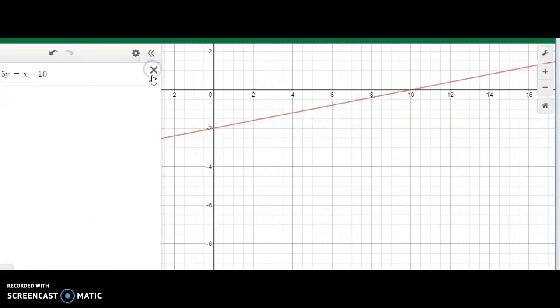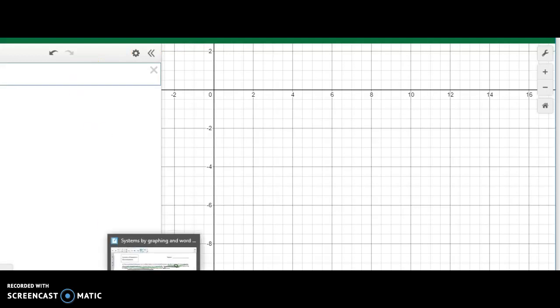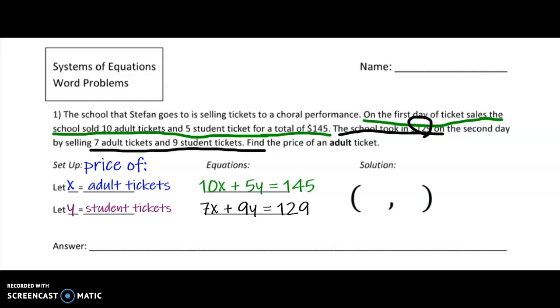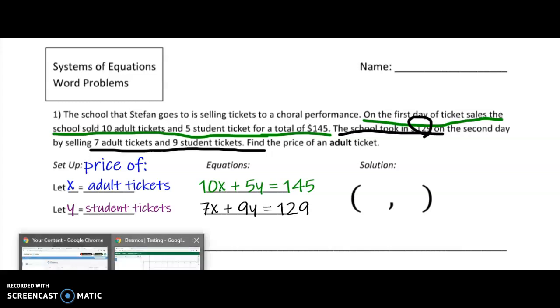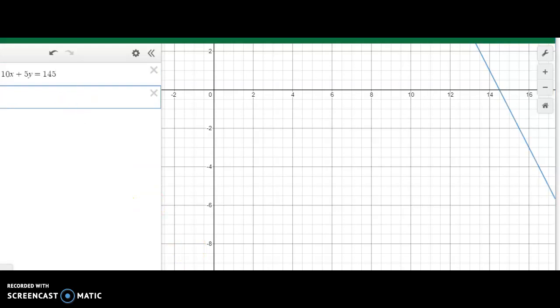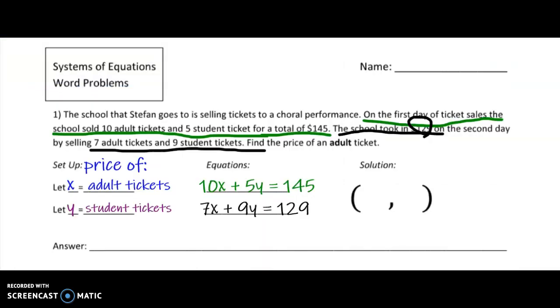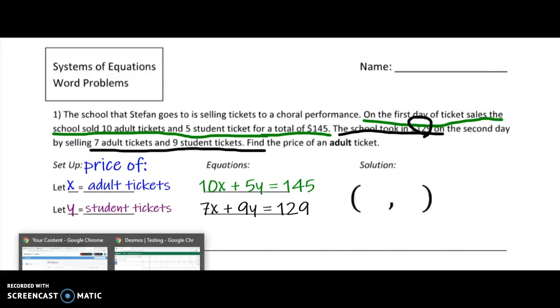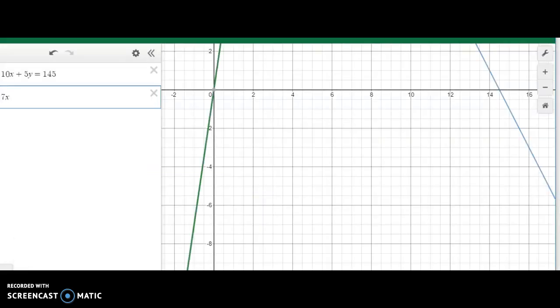Now we're going to pull up our Desmos calculator. We're going to delete out anything that's already there. And in the first box, you're going to type your first equation that you wrote, which was 10x plus 5y equals 145. So 10x plus 5y equals 145. My second equation was 7x plus 9y equals 129.